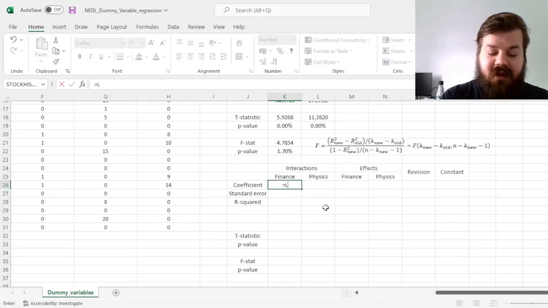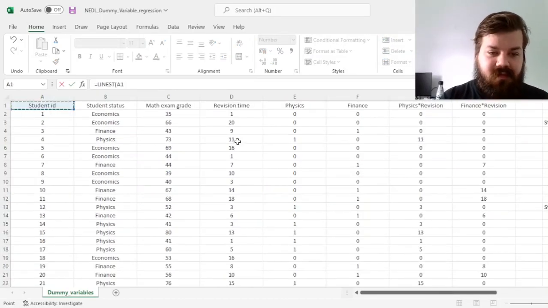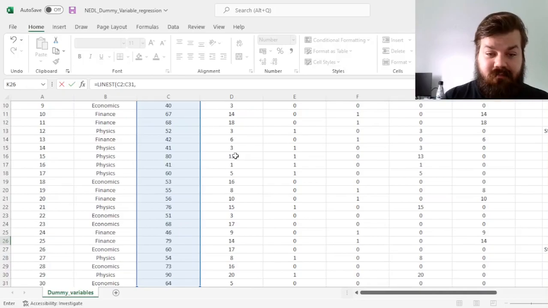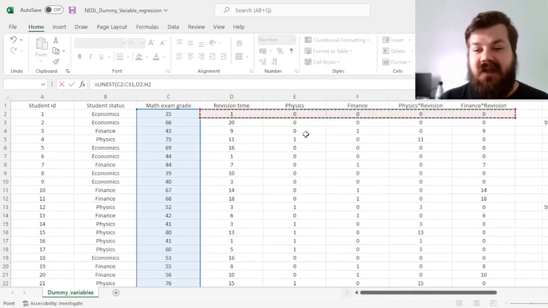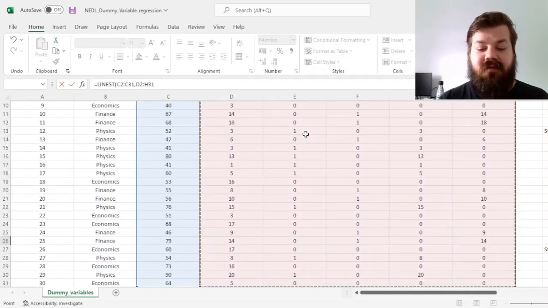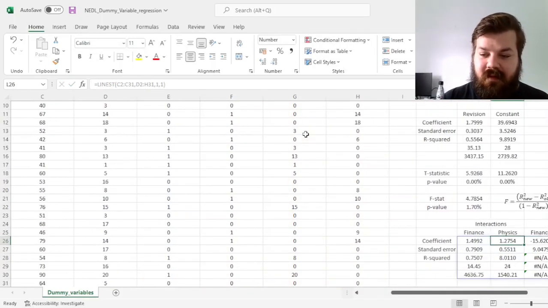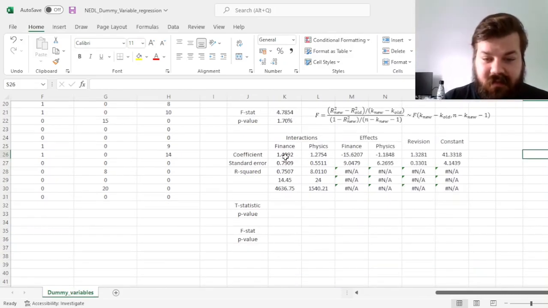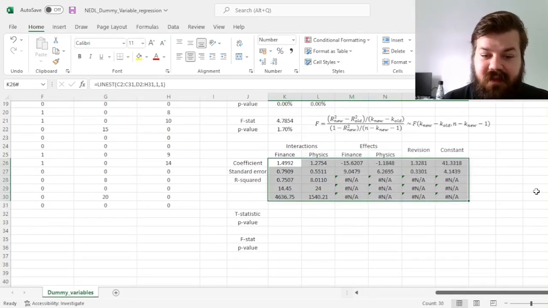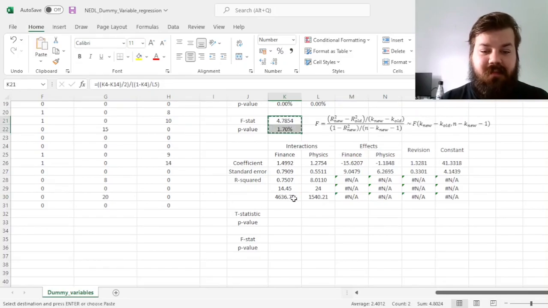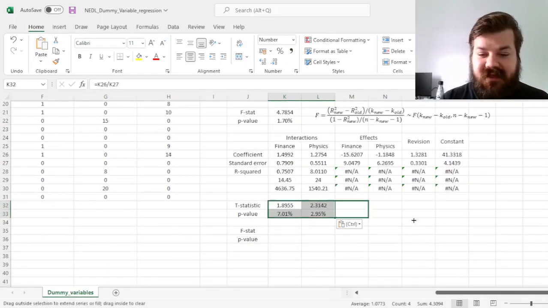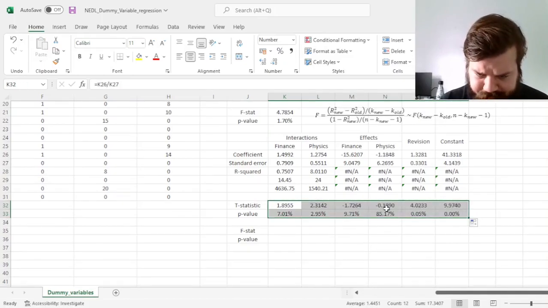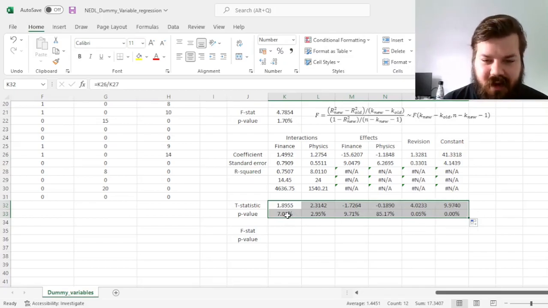And here we can use LINEST, regressing the exam grade on revision time, the dummy variables, as well as the interaction terms with revision time. And that returns a new LINEST output, and we can still apply the same t-test function to assess statistical significance of individual coefficients. Here we see a completely different picture if we allow interactions.